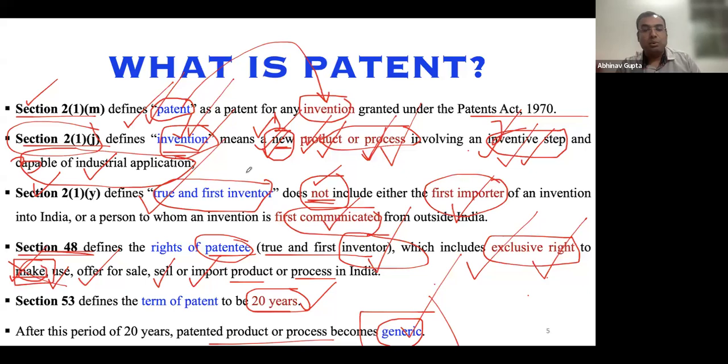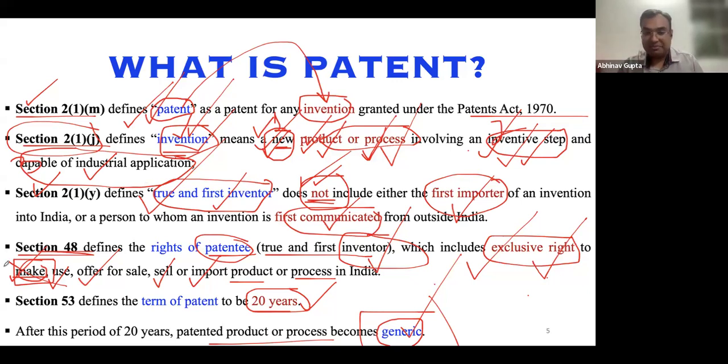Now, who will be considered the true and first inventor of that product or process or invention? We have already talked about it. The definition is not very clear. It's incomplete and it's a negative definition, where it says the individual who is importing an invention for the very first time will not be the true and first inventor, and the individual to whom that invention is communicated for the first time in India will not be the true and first inventor.